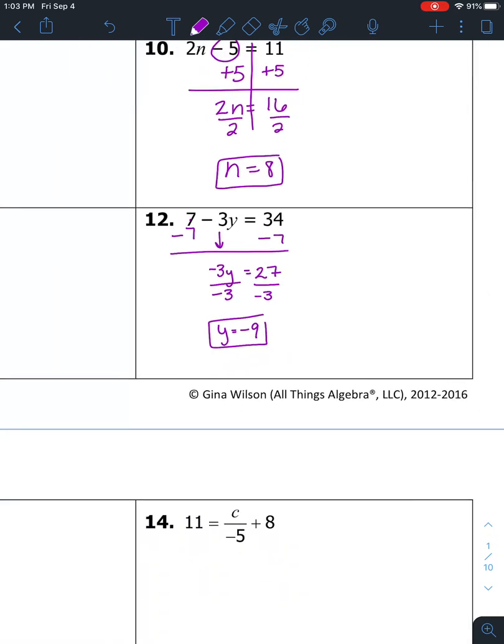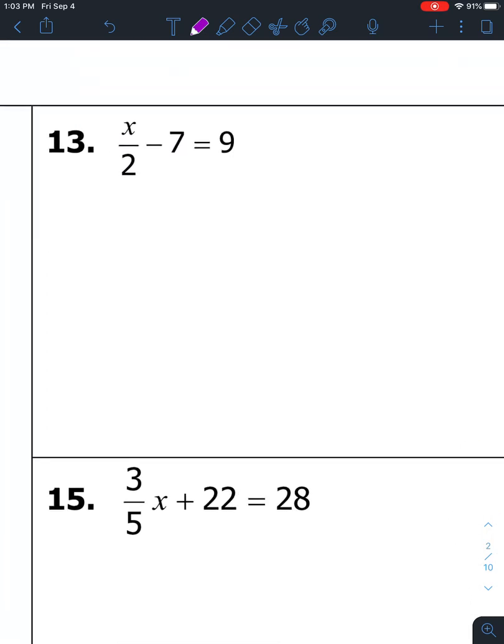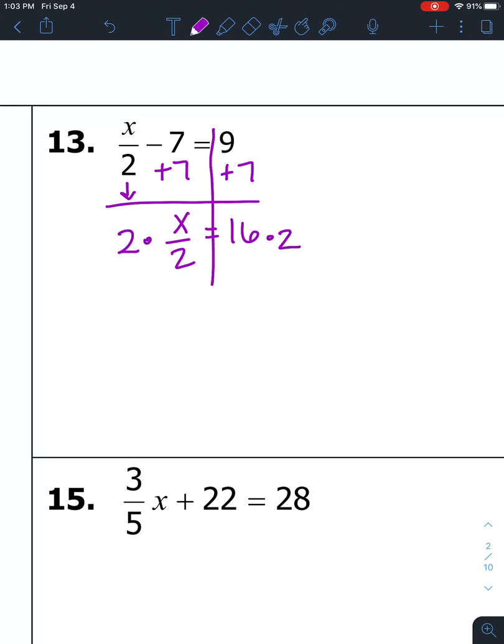All right, let's go on to the next one. So now these ones, they've got some division in them. So x divided by 2 minus 7 equals 9. So again, I have to do adding and subtracting first, then multiplying and dividing. The opposite of minus 7 is plus 7, so I'm going to add 7 to both sides. Bring down my x divided by 2. 9 plus 7 is 16. X divided by 2, the opposite is multiply by 2. So that gives me x equals 32.